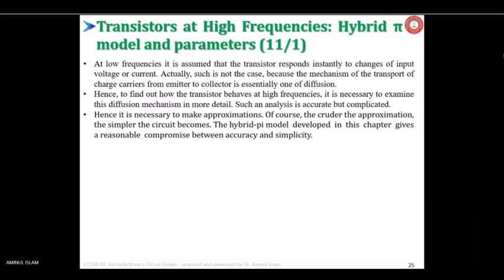So now in the next class, we'll discuss the transistor at high frequencies, the hybrid pi model, and parameters. So I'll be marking here for next class.